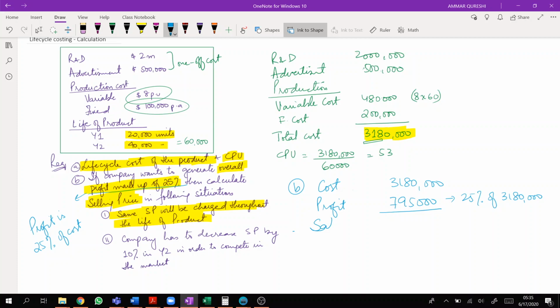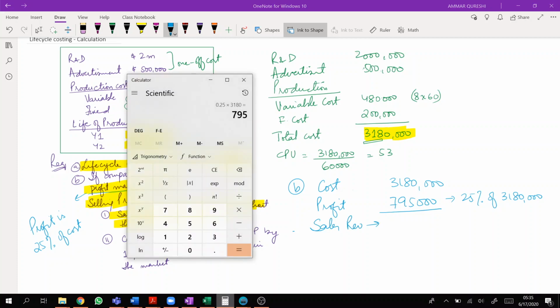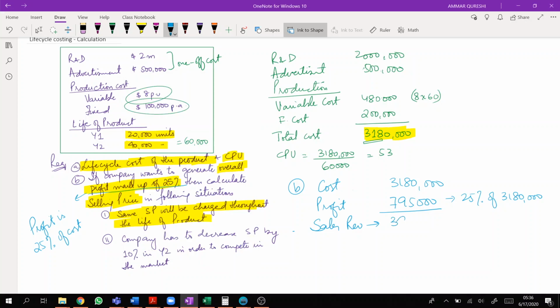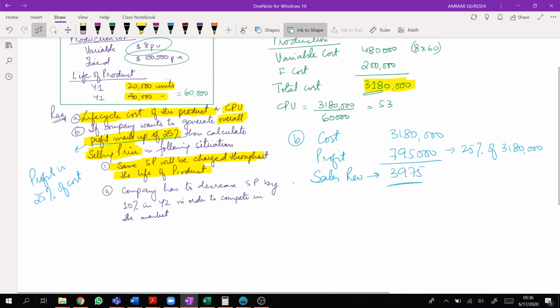Right. So the sales revenue which company has to generate from this product is 3,180,000 plus 795,000. That makes around 3,975,000. So this much revenue company has to generate.